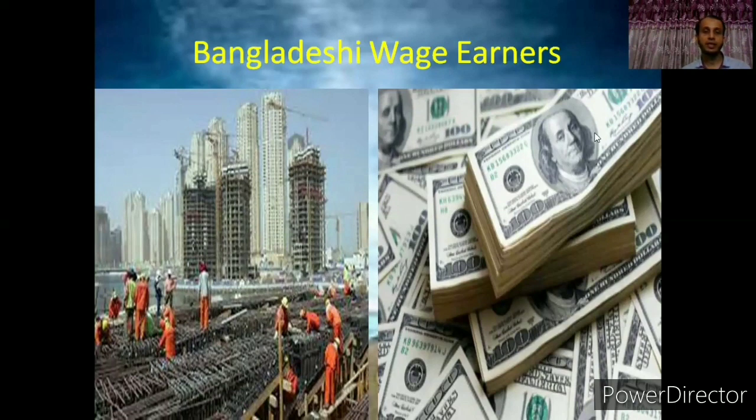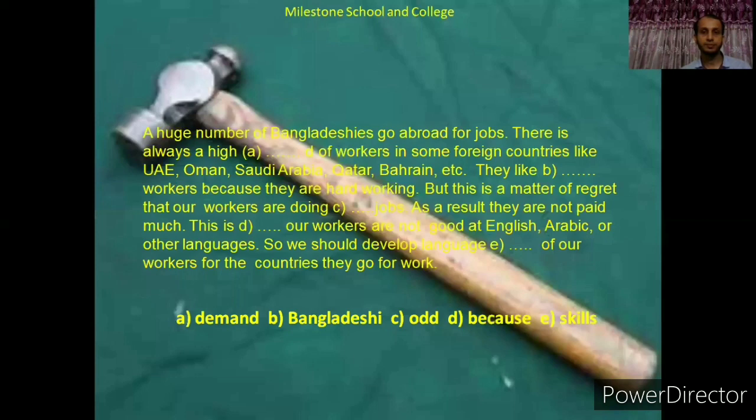That is why they are sending foreign money. So there is also an important passage which I have taken from our textbook English for Today, and it is about our earners. A huge number of Bangladeshis go abroad for jobs. There is always a high number. A will be demand.